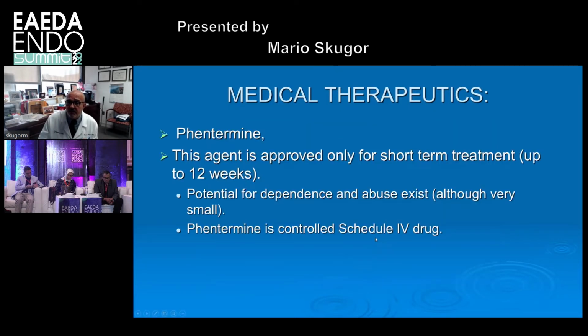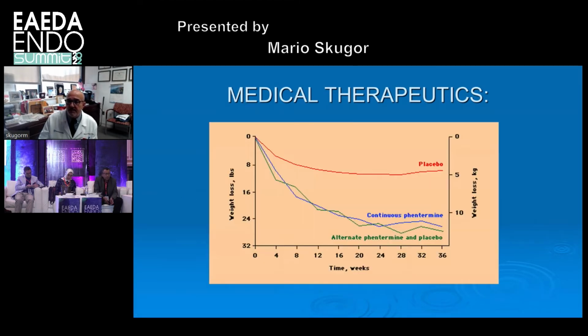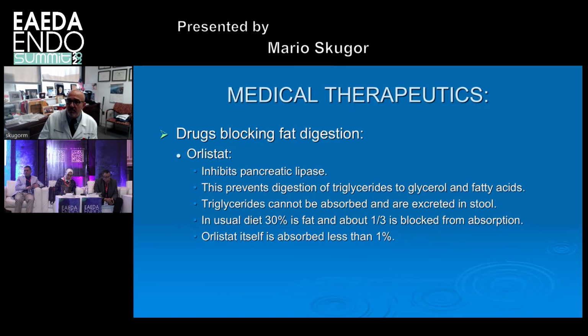But the reason why it's heavily used is because it's cheap. It costs about $35 per month, and most patients in the United States can afford it. The other medications are more expensive, and they're usually not covered by insurance, so they are much less used.